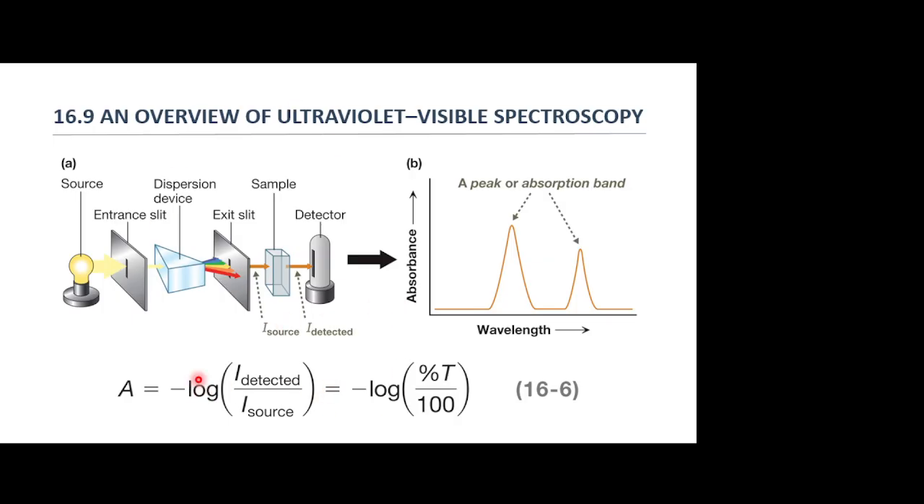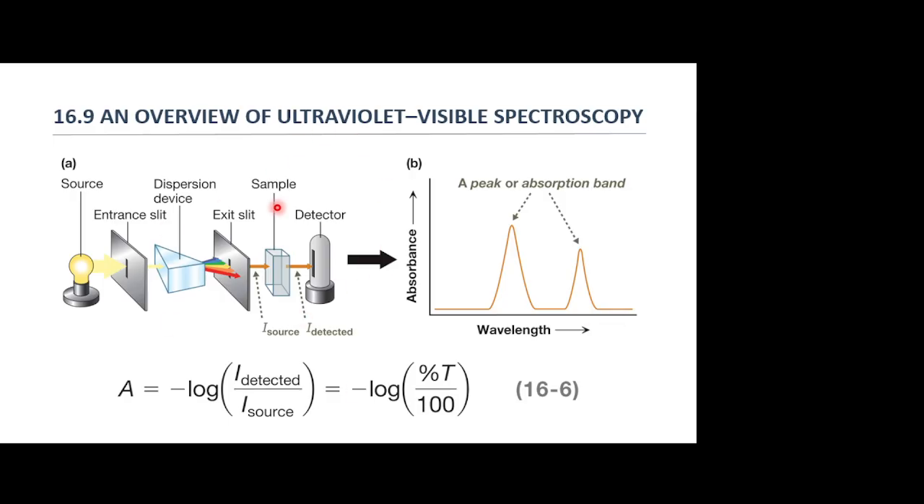Then typically you see these in absorbances. To get absorbance, you take the negative log of the decimal version of percent transmittance. Okay? So the negative log of the intensity of the sample divided by the intensity of the background, or the percent transmittance divided by 100 to get it not in a percentage, right? Okay. And this right here would be an absorbance versus wavelength spectrum.